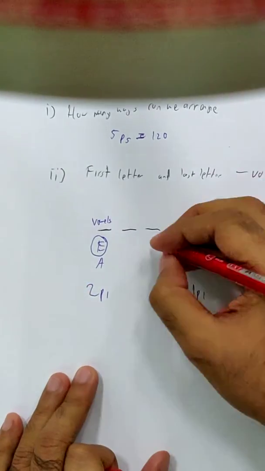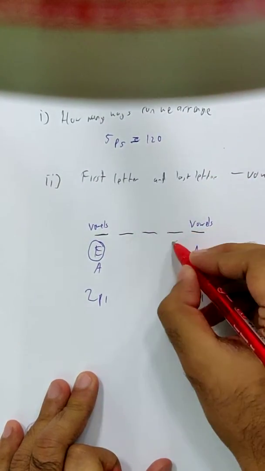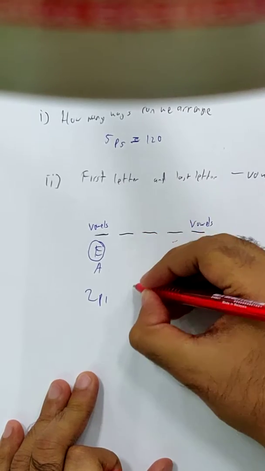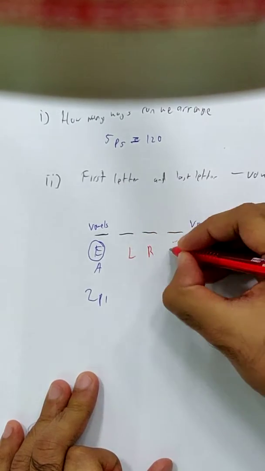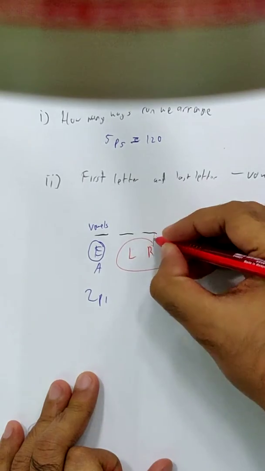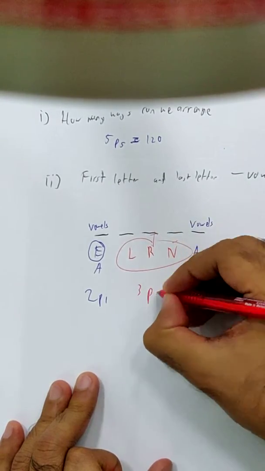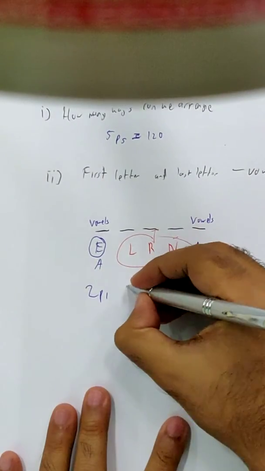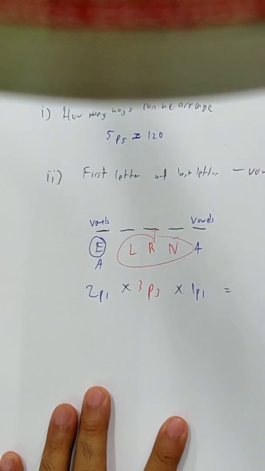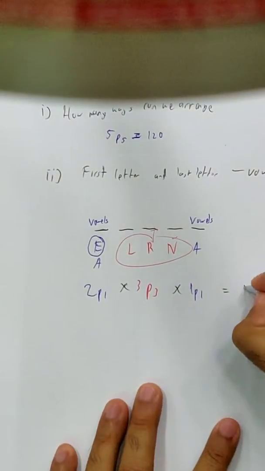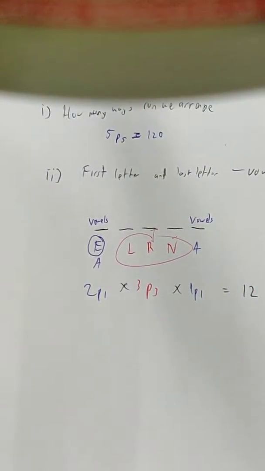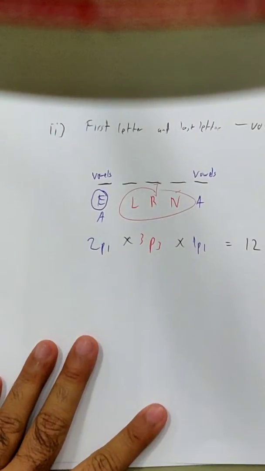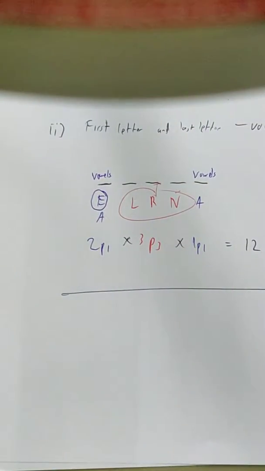How many objects do I have? 3 objects. How many places do I have? 3. So 3P3. R, R, N can be put over here. 3P3. When you are done, how do I connect all of this? Times. What do we get? 12. This is one way of doing things. Do you guys understand? The other way of doing it, which I do recommend sometimes, depends on your ability.